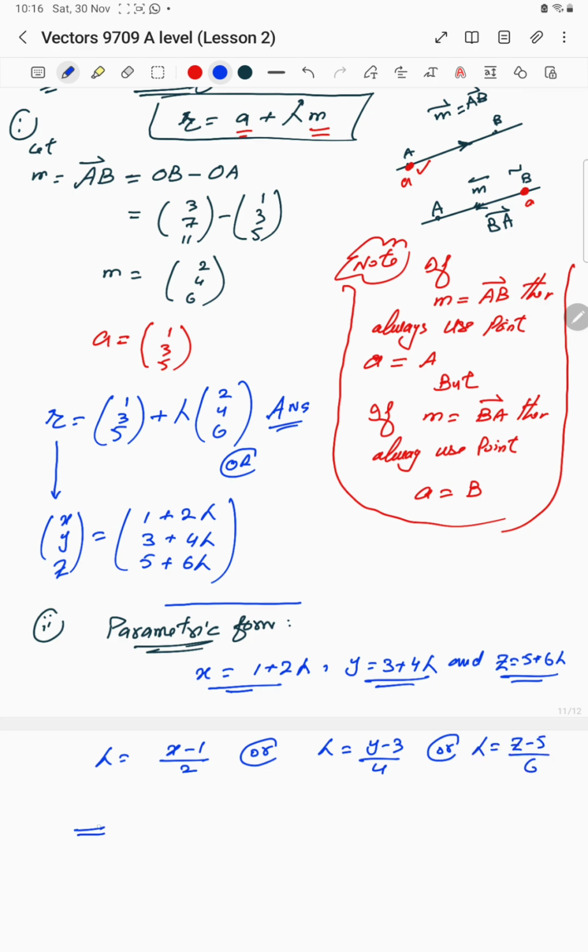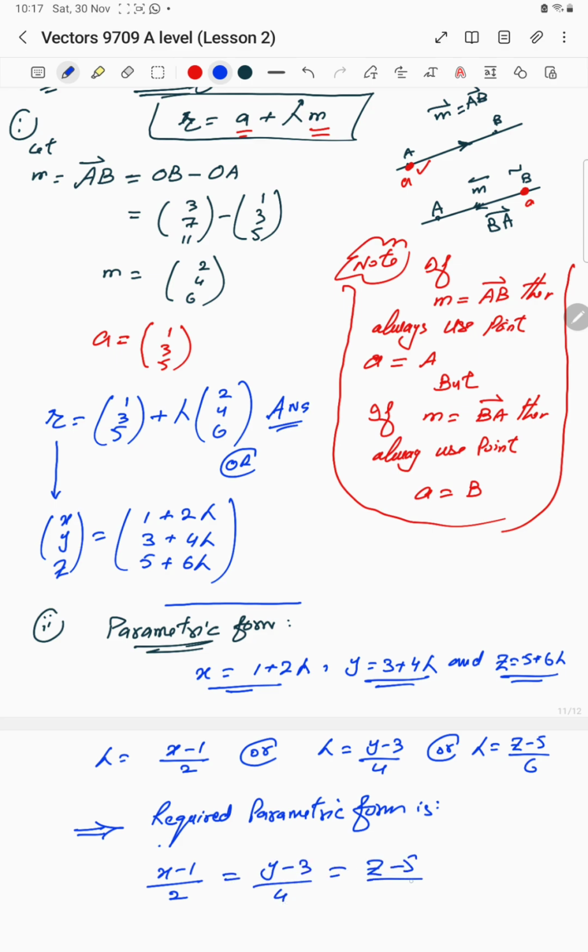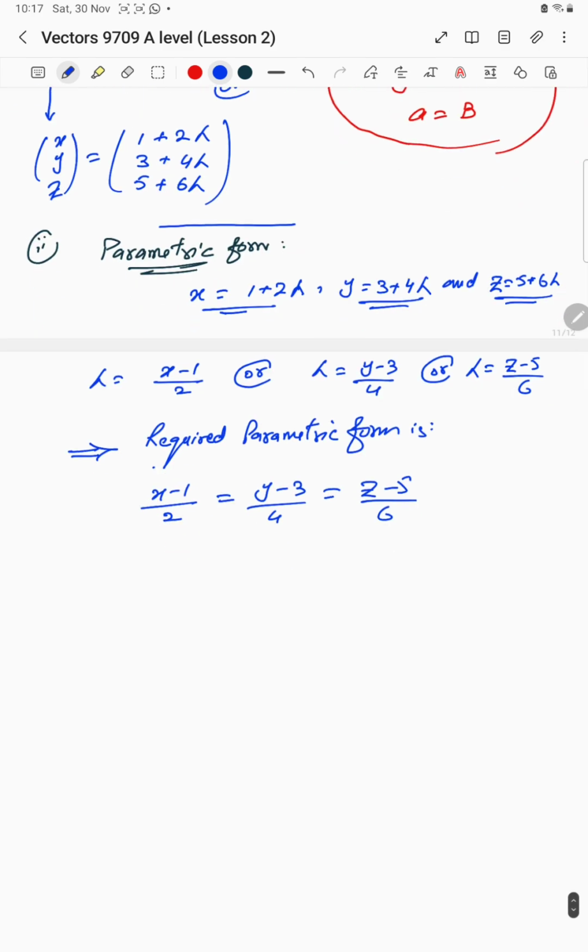So finally we can say the required parametric form is x minus 1 by 2 equal to y minus 3 by 4 equal to z minus 5 by 6. I hope it is clear.